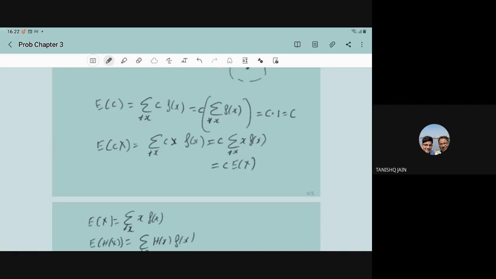Okay. It means if the observation is constant, then naturally, if all students have the same marks out of 100, all have 60, 60, 60, 60 only, then naturally the average is 60 only. Okay, got it.